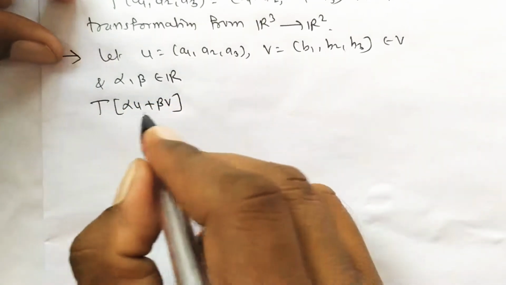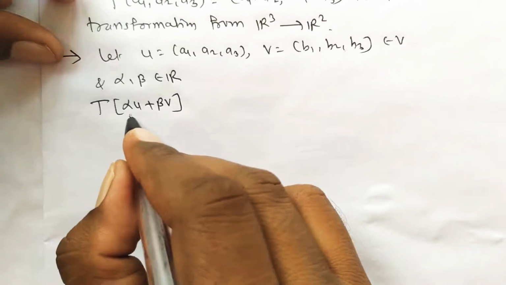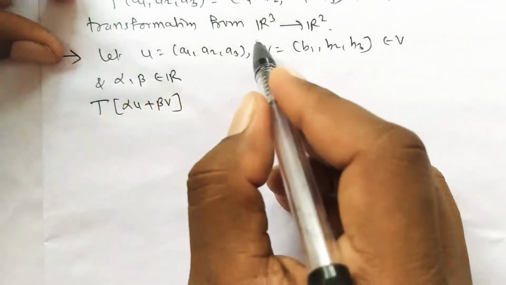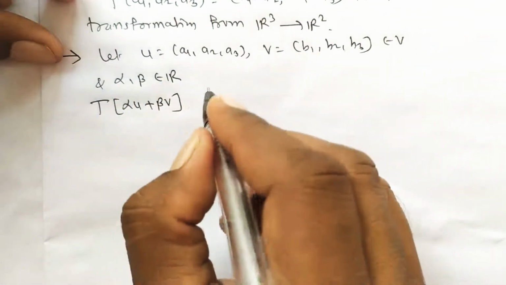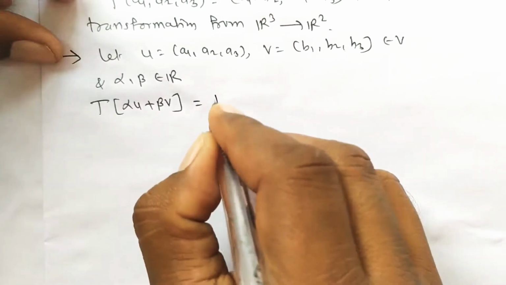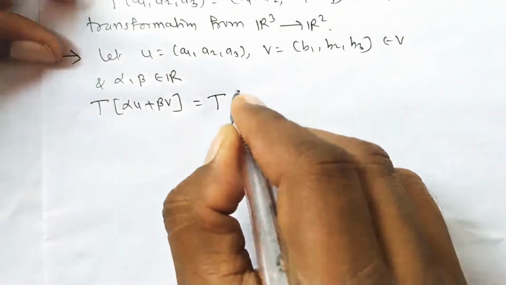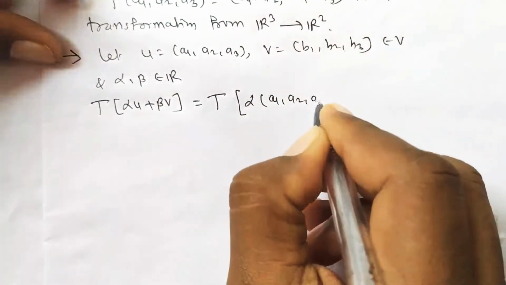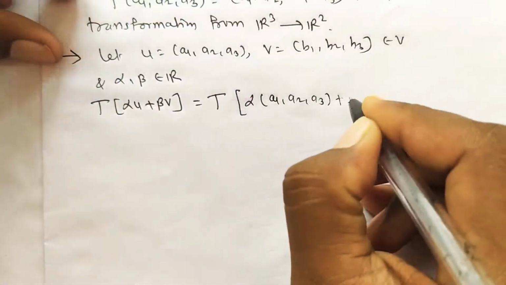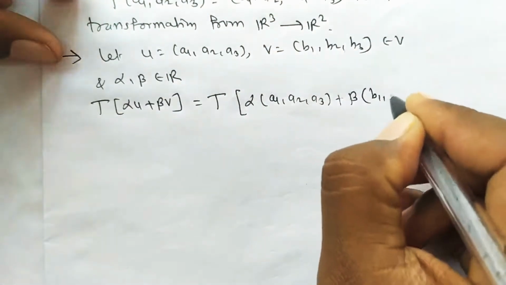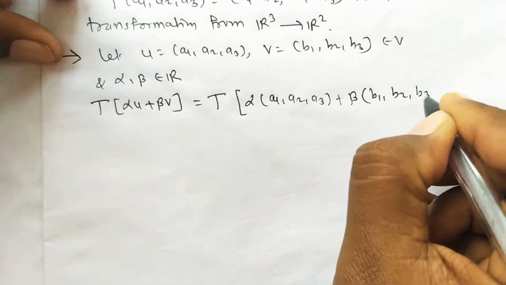If we get T of alpha u plus beta v is equal to alpha into T of u plus beta into T of v, then we can say that T is a linear mapping or a linear transformation from R3 to R2. So T of alpha u plus beta v is equal to T of alpha into u, where u is (a1, a2, a3), plus beta into v, where v is (b1, b2, b3).